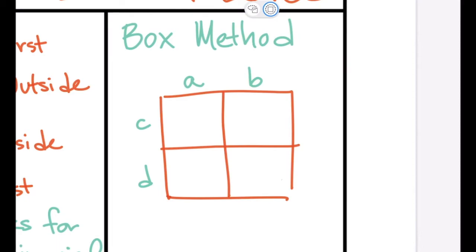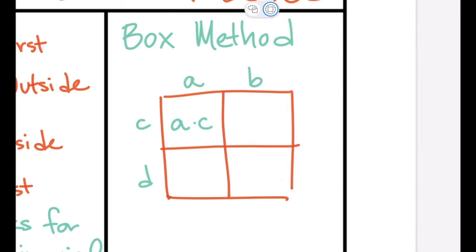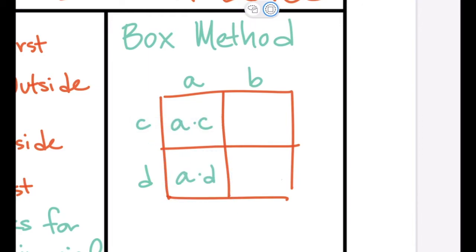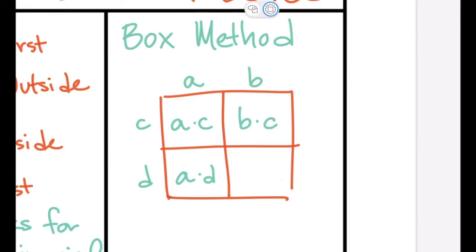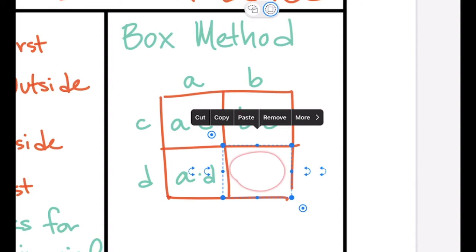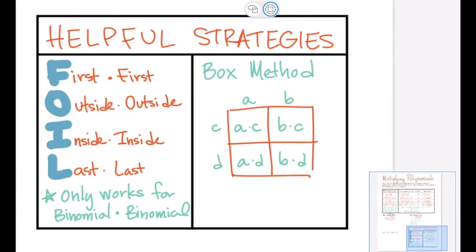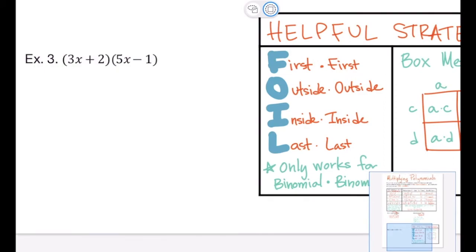But here's the key. You're going to put the binomials on the sides of the boxes, and then for that top left box, you're going to multiply the first column and first row. And then for that bottom left box, you're going to multiply the first column times the second row. And then for this top right, you're going to multiply the second column times the first row. And for the bottom right, you're going to multiply the second column times the second row. So it's kind of like a genetics Punnett square. So you've seen those before, and it's the same strategy. So we're going to do FOIL for this first example, and then we'll do the box method for the second.